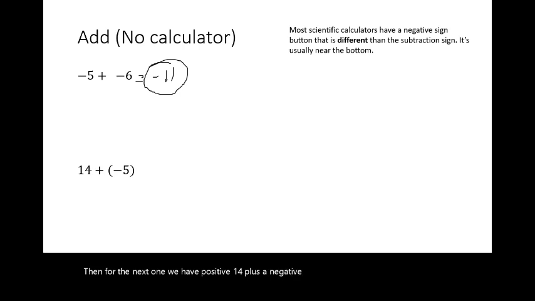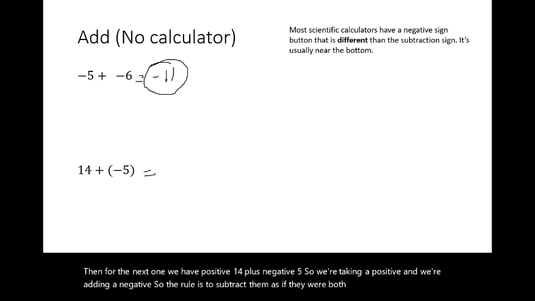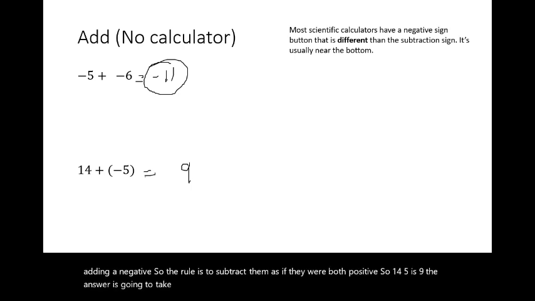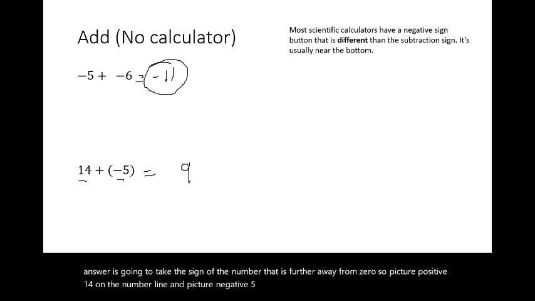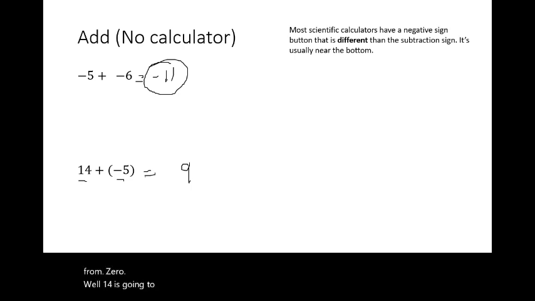Then for the next one, we have positive 14 plus a negative 5. So we are taking a positive and we are adding a negative. So the rule is to subtract them as if they were both positive. So 14 minus 5 is 9. The answer is going to take the sign of the number that is further away from 0. So picture positive 14 on the number line and picture negative 5 on the number line. Which of those is further away from 0? Well, 14 is going to be further away from 0, and since 14 is positive, the answer is going to be a positive 9.